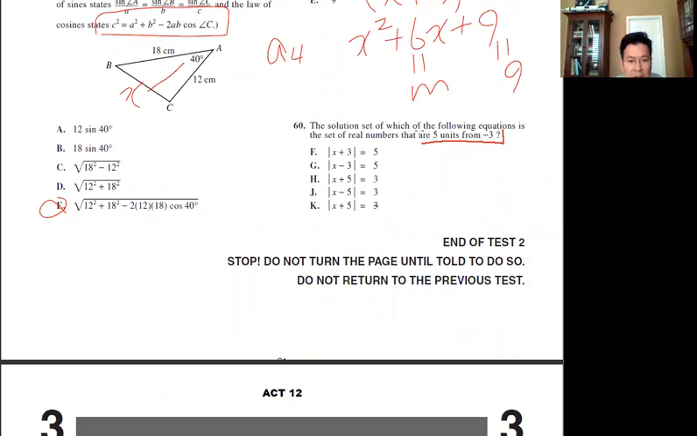5 units from -3. So 5 units, that's the distance. Okay, from -3, this is f. That's the definition of it.